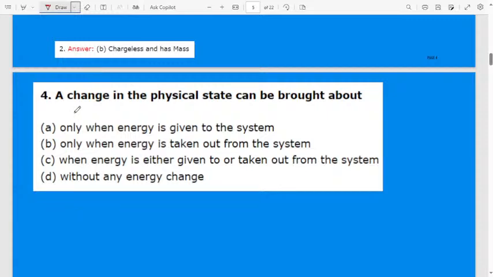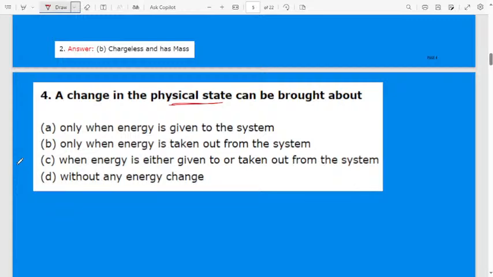Fourth question. A change in physical state can be brought about: option A, only when energy is given to the system; option B, only when energy is taken out from the system; option C, when energy is either given or taken out from the system; option D, without any energy change.